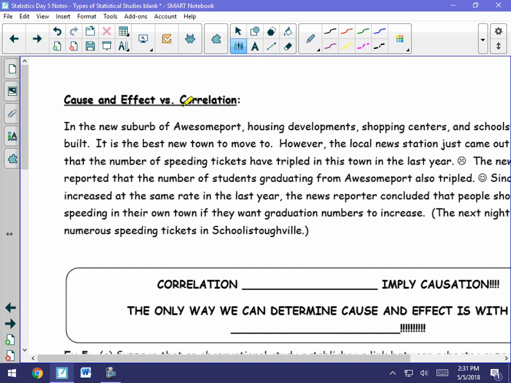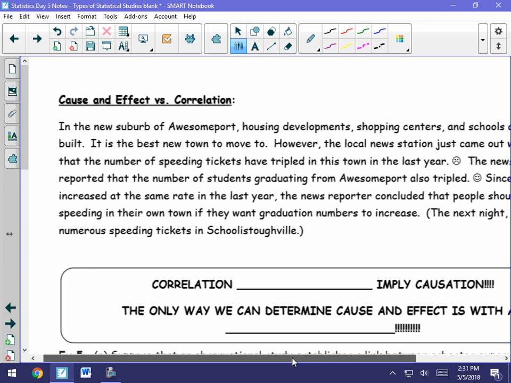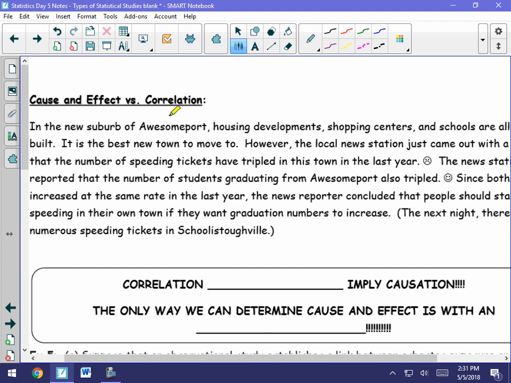Okay, next thing that we're going to discuss here is cause and effect versus correlation, right? Correlation meaning a relationship between two things. So how do you figure out if there is actually a relationship and if one thing caused another thing? So we have a little story here. In the new suburb of Awesomport, housing developments, shopping centers, and schools are all being built. It is the best new town to move to.